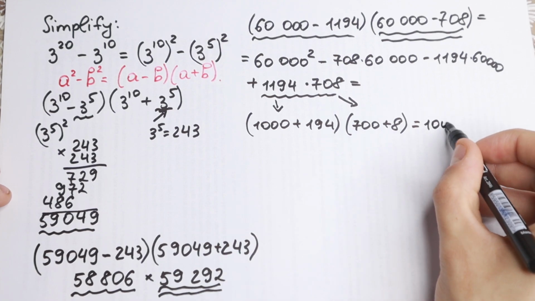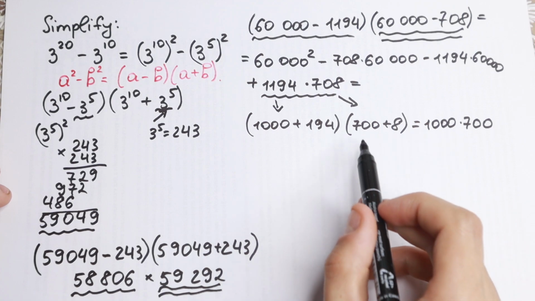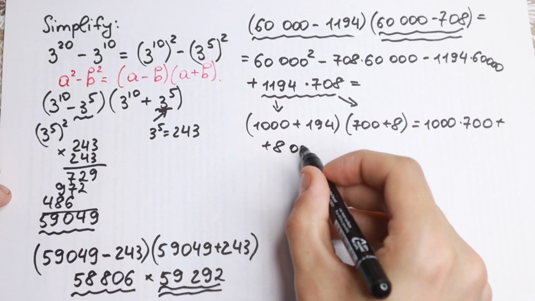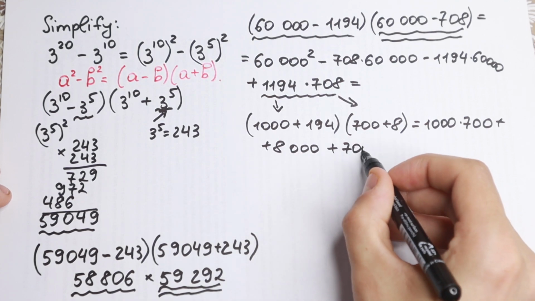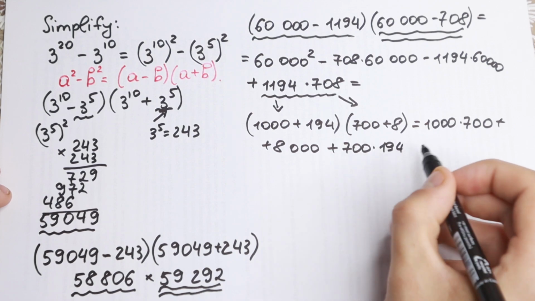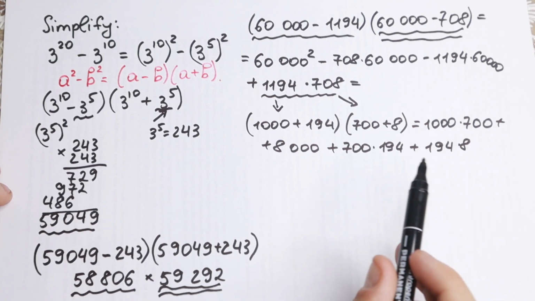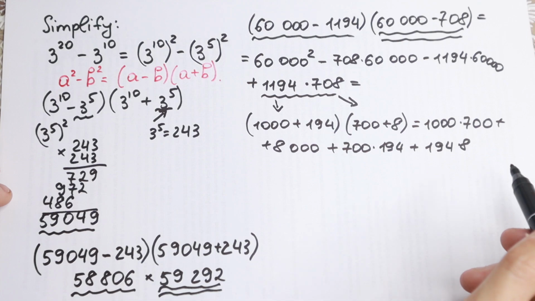because 1000 times 700, what will you have? I write it right here, 1000 times 700. Second element plus 8 times 1000, plus 8,000. The next one plus 700 times 194 and plus 194 times 8. So we hope you understand this step. We are just multiplying parentheses by parentheses. But what will the answer be?